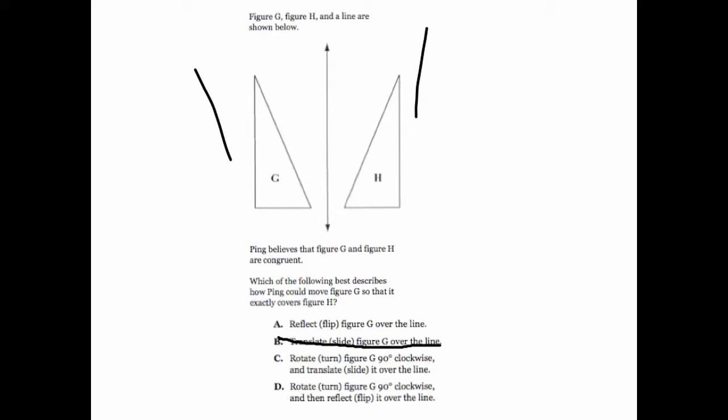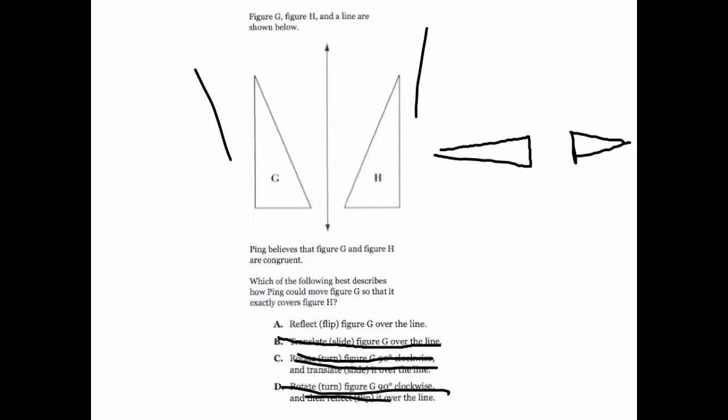Now, answer choice C is saying it's rotated 90 degrees clockwise. Well, if it was 90 degrees clockwise, my triangle would look like this. It would be lying on its side, on either side. So that one can't be right. Answer choice D is rotated figure G 90 degrees clockwise, and then reflected it over the line. Again, that would give me a sideways triangle, so D can't be right. So that leaves me with answer choice A. This figure has just been reflected, which makes sense because it looks like the opposite.